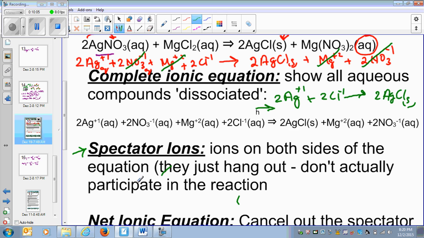Magnesium is the ion on the product side, and magnesium is the ion on the reactant side. So that means it is a spectator ion. Same is with the nitrate. Because silver is an ion here, but silver is not the ion here. Same as chlorine is an ion on the reactant side, but it is not the ion on the product side. So I'm talking about spectator ions that are common ions on both sides.